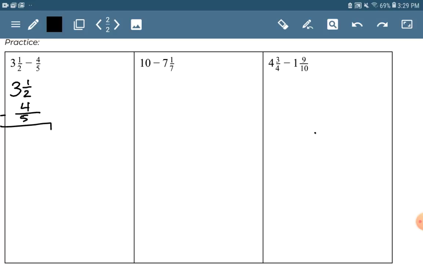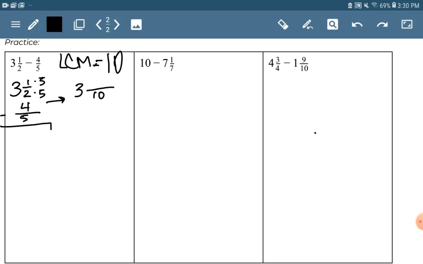Our denominators are not the same, so we do need to find a least common multiple or a least common denominator. Looking at our denominators, we have 2 and 5. The smallest number they can both multiply to make is 10, and that's what I'm going to adjust my denominators to. So my whole number stays the same. My denominator becomes a 10. In order to turn a 2 into a 10, we have to multiply by 5.